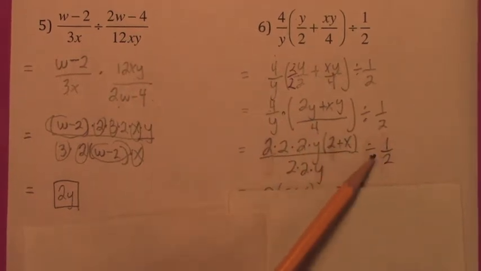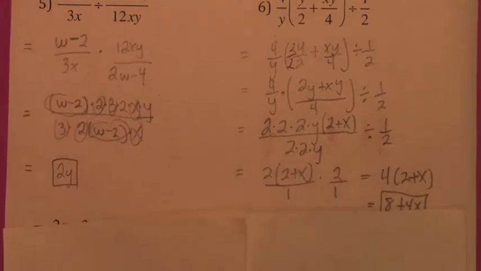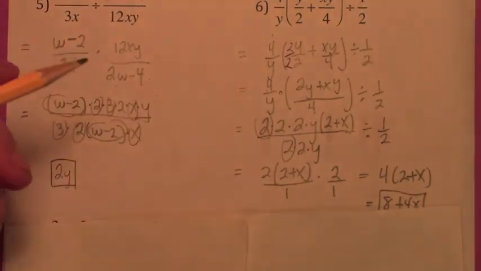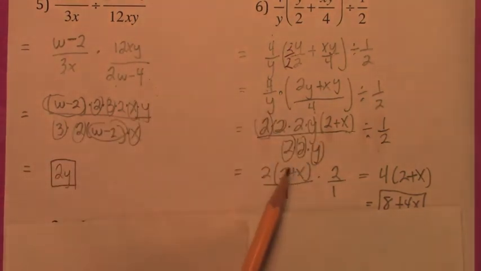And we still have to divide by 2. But look, when you divide, well, let me do this. Let me reduce first. What can I cancel here? I can cancel a 2. I can cancel another 2, a y. So all you have left is 2 times 2 plus x.